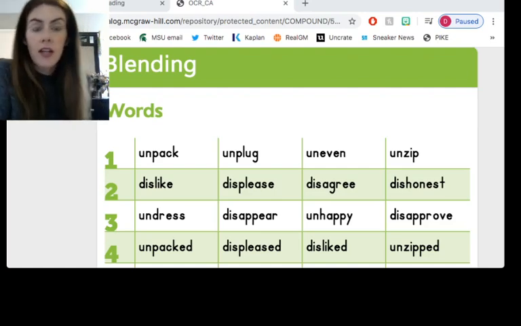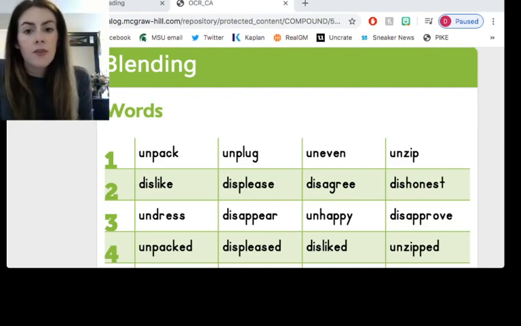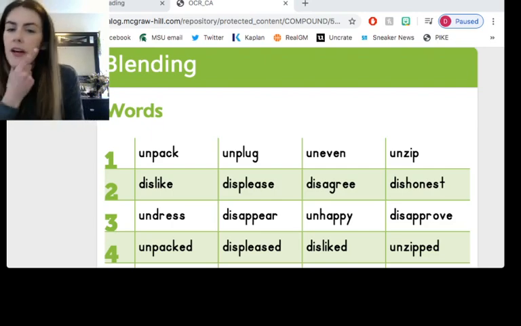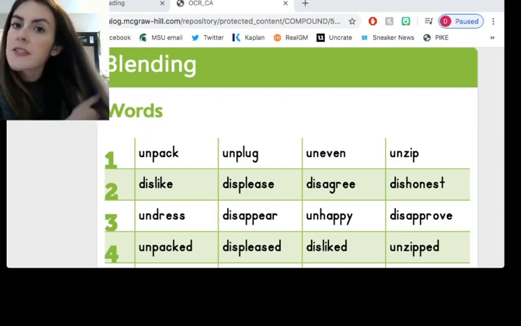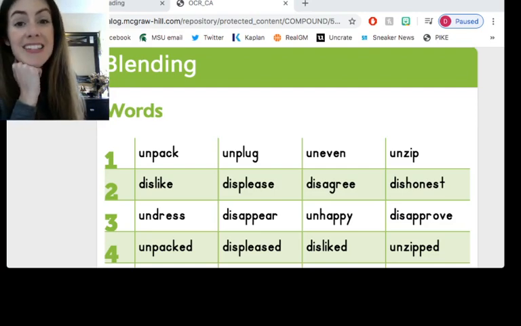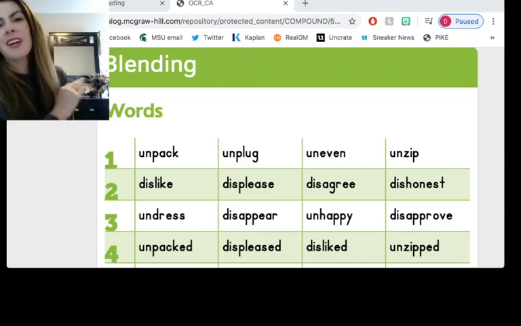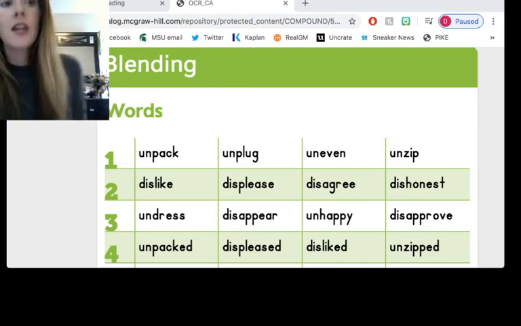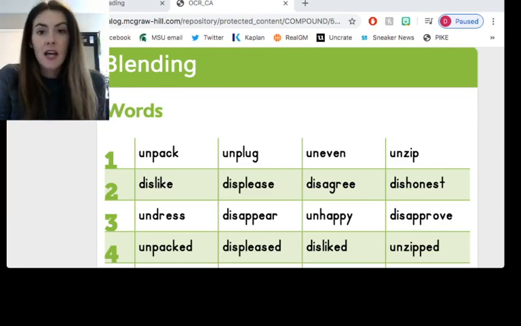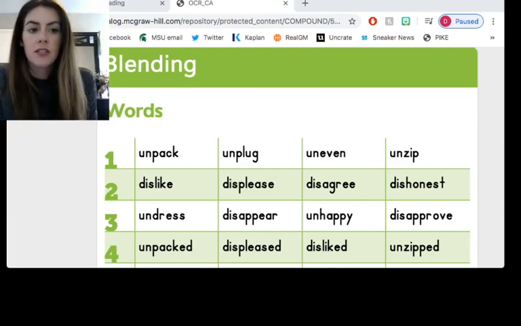Let's take a look at line 2. What do all of those words in line 2 have? What do they all have? I see something at the beginning of all of them that's the same 3 letters. It's dis, D-I-S. That is another prefix that means not. So similar to un, but just in a different way. We have dis, D-I-S at the beginning of all of those words in line 2.